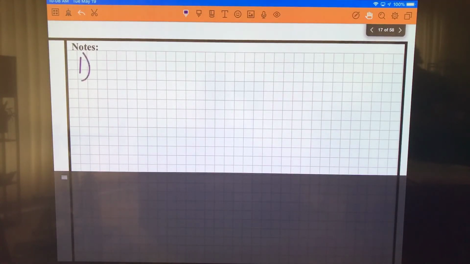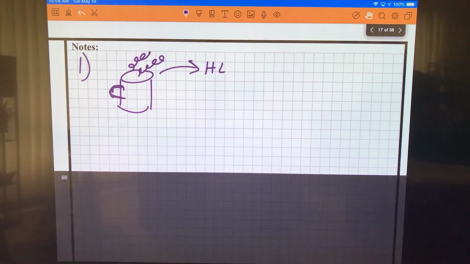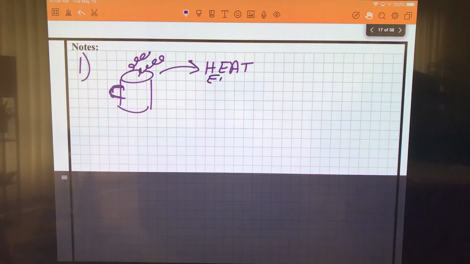Number one, asking about if your coffee cup right there, with the handle on it, where does the heat go to? The heat goes out. Heat energy leaves, okay? Cold does not go in, heat energy comes out. And so cold does not invade your coffee cup. That one is false.